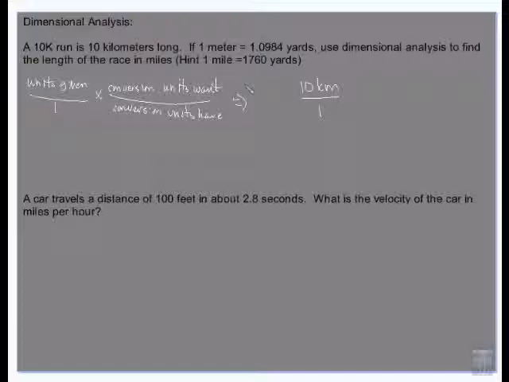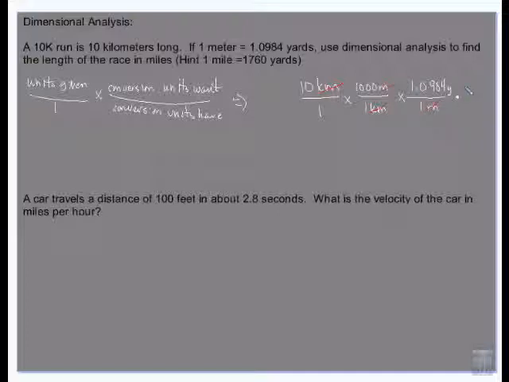But how do I get from kilometers to meters? Do you know how many meters are in a kilometer? So I have 1,000 meters over 1 kilometer. This is my conversion factor, 1,000 to 1. I want meters, I'm trying to get rid of kilometers. This works because one's on top and one's on bottom, so they cancel. So 1,000 meters in 1 kilometer, and then I have 1.0984 yards for 1 meter. My meters will cancel, and now I have yards.